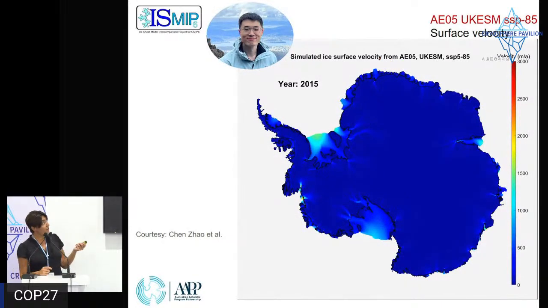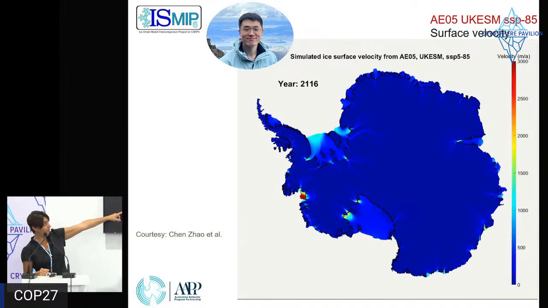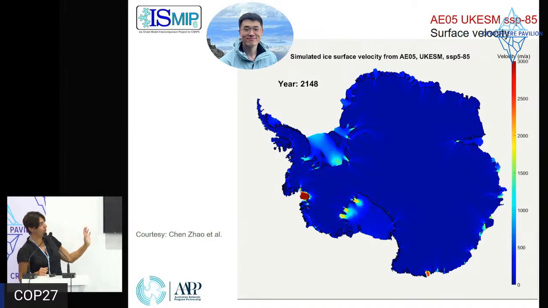Oh, that's a very nice simulation done by my colleague here, a PhD student, that shows you, in the worst case scenario, RCP 8.5, what happens to Antarctica if it disintegrates. So have a look at this sector here that shows the brightest color. Basically, it shows you how the ice disintegrates in time.